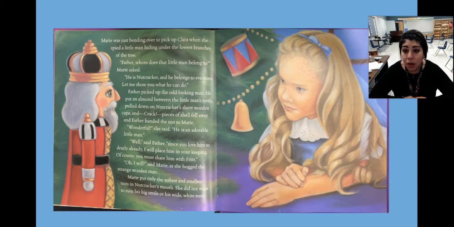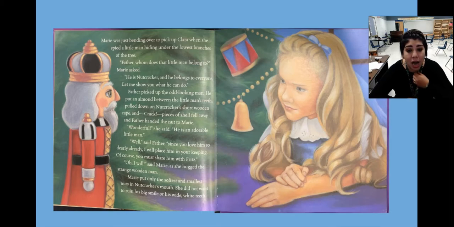Marie was just bending over to pick up Clara when she spied a little man hiding under the lowest branches of the tree. "Father, whom does this little man belong to?" Marie asked. "He is Nutcracker, and he belongs to everyone. Let me show you what he can do."